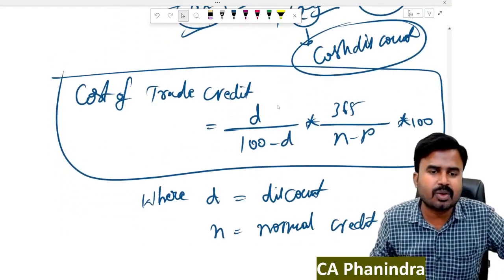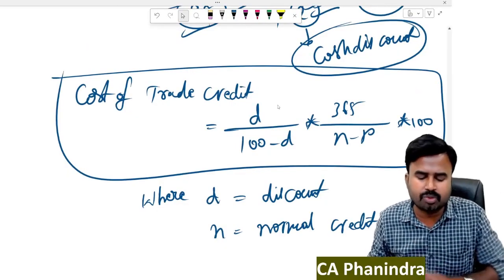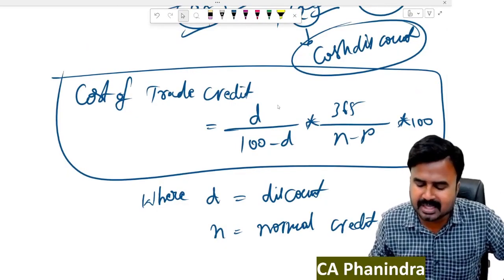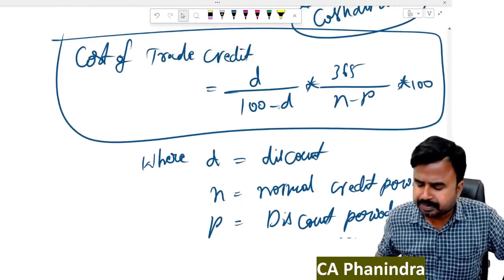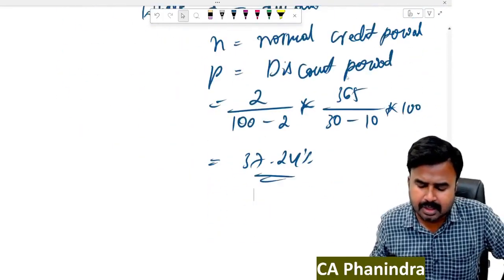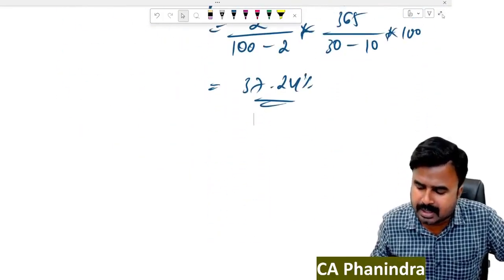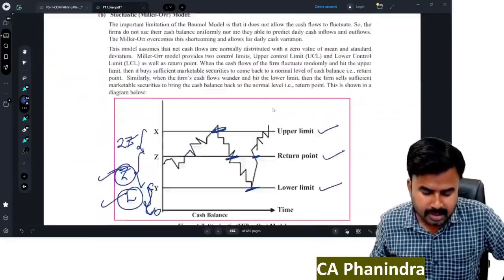So such cash discount is an implicit interest cost that can be calculated in per annum terms by using this formula: D by 100 minus D into 365 by N minus P into 100. This is for a simple computation. We have another formula for this in case you are following compounding basis. Whereas let's go for the formulas.